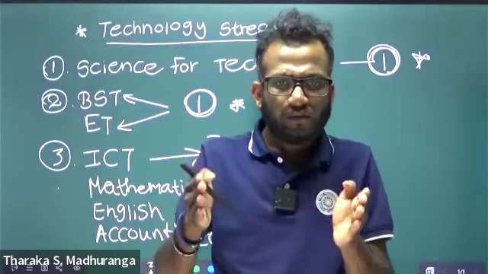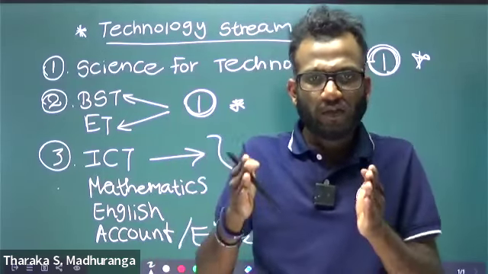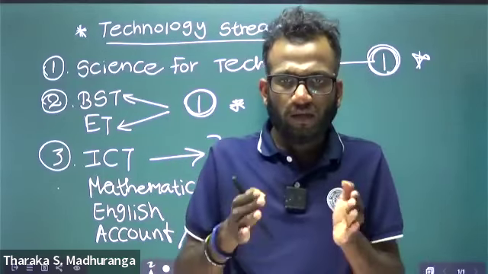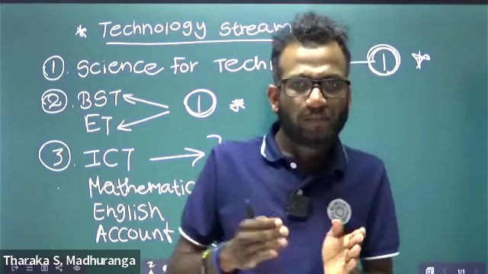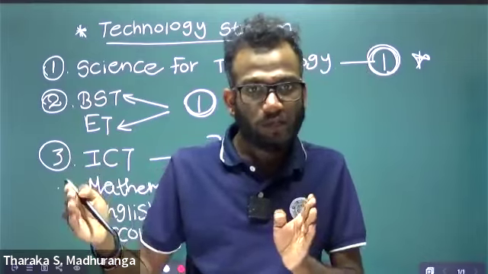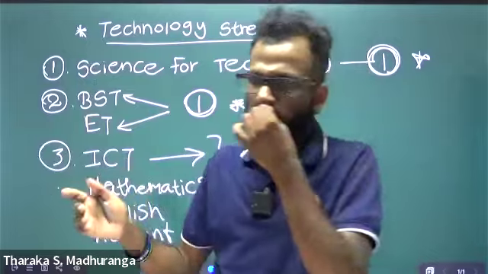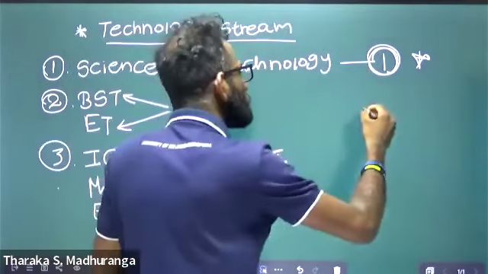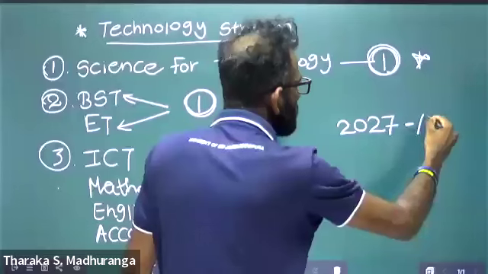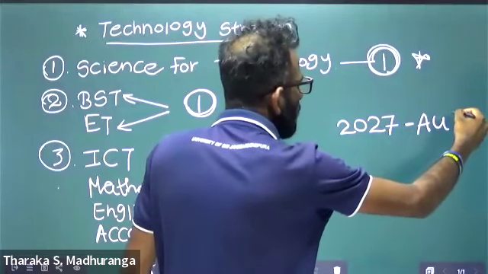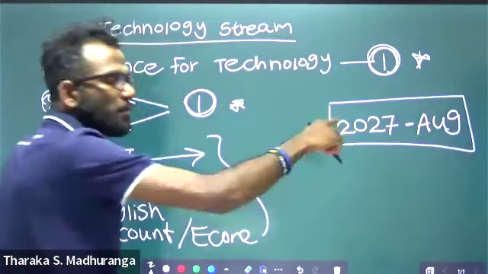It is only approximately 24 months. Now this is 2025 July, then 2026 July, 2027 July. You have only 24 months. August 2027 is your exam. No extension. This is the exam month.